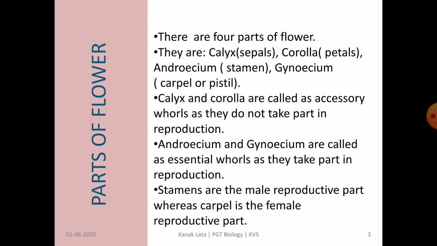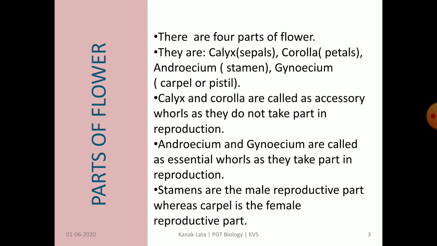Now we will study about the parts of flower. There are 4 parts of flower which are calyx, that is sepals, corolla, that is petals, Androecium, also called as a stamen, and Gynoecium, also called as pistil or carpel. Calyx and corolla are called as accessory whorls because they do not take part in reproduction, while Androecium and Gynoecium are called as essential whorls because they take part in reproduction.